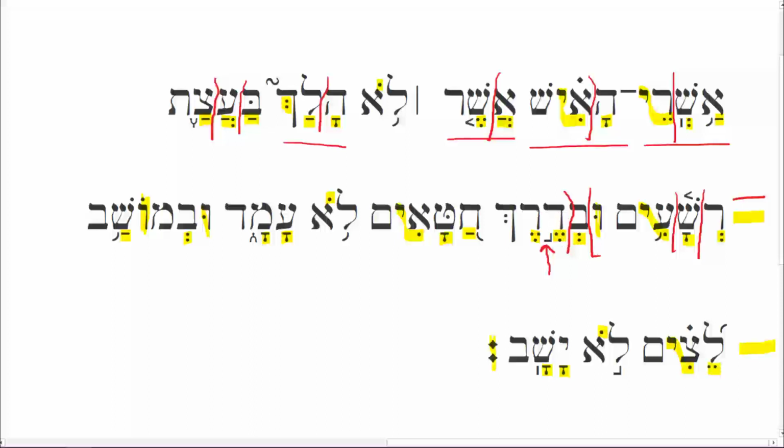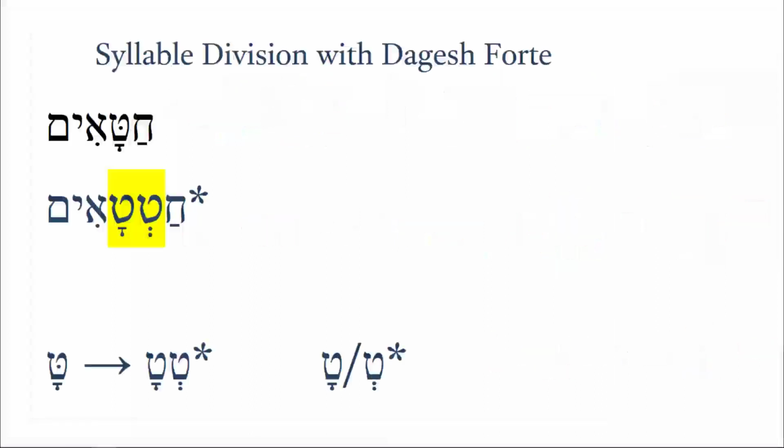Then dalet, resh. The resh has its own vowel, so we divide before it. And then we're done. Rech is the last syllable. This next word, chataim, requires a little bit more explanation. Let's jump over here and look at this word, chataim.